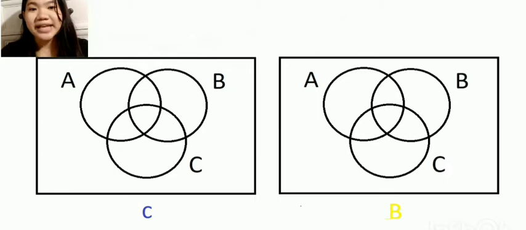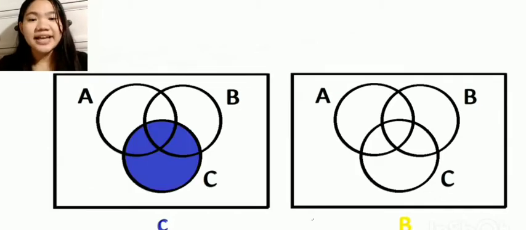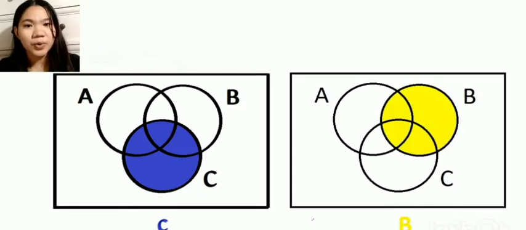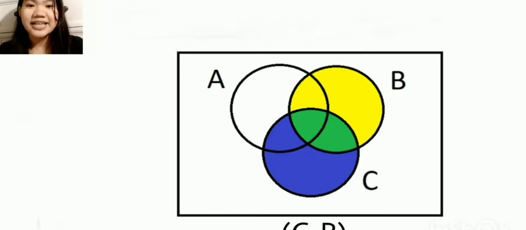Now let's first make the two diagrams. For C, we are going to shade the C region with the color blue. In the second diagram, we are going to shade the B region with yellow. Now that we have shaded the C and B regions, we will proceed to subtracting. We will subtract B from C. Here is the C and here is the B. What we are going to do is remove the B.